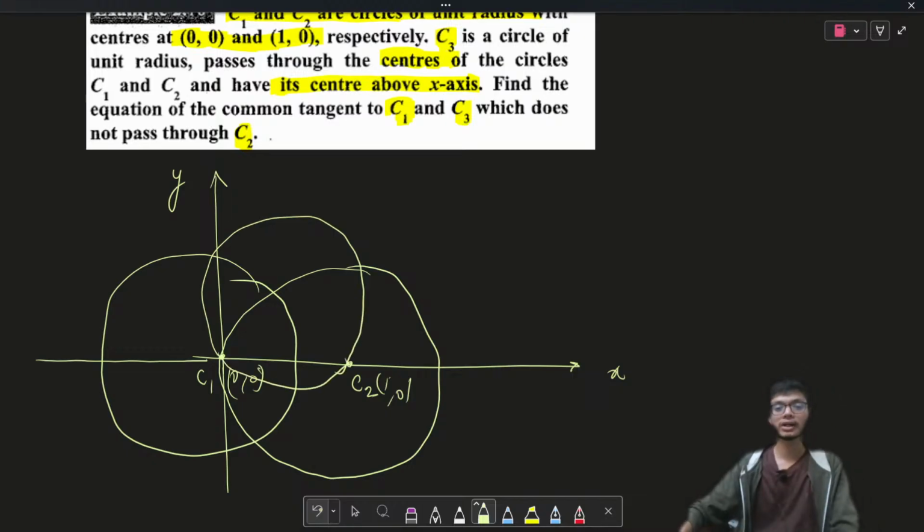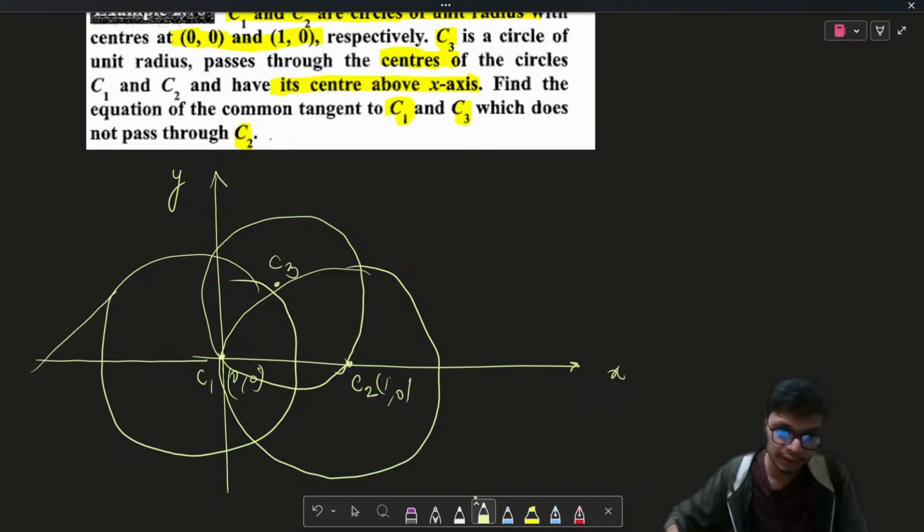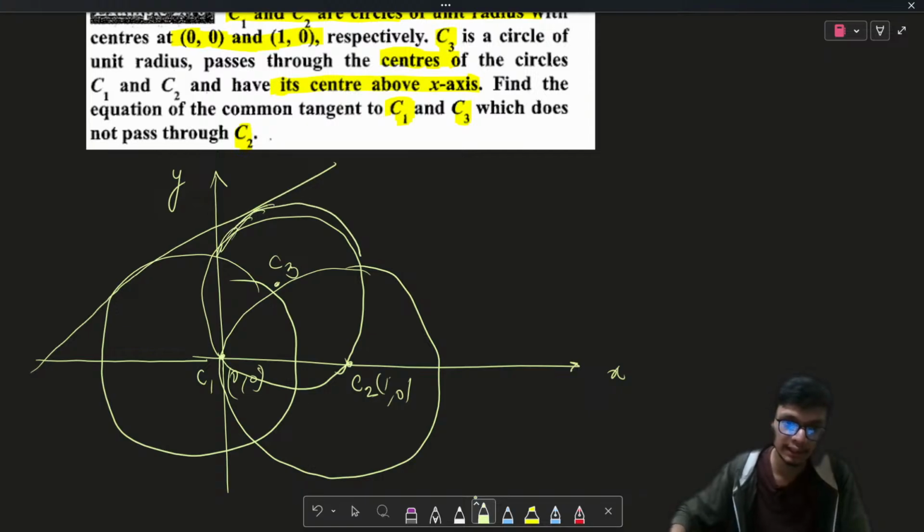All right, so this is how the circle is looking. This is basically a C3 somewhere over here, right? The center of the circle, C3, somewhere over here. Now we have to find the equation of the common tangent which is passing through C1 and C3. Circle C3 is something like this, and it is not passing through C2. So that is the equation of the tangent. This is what we have to find.